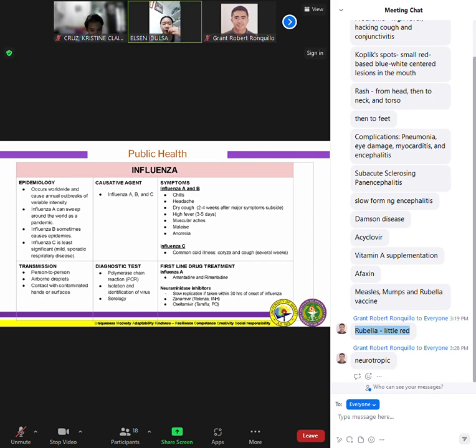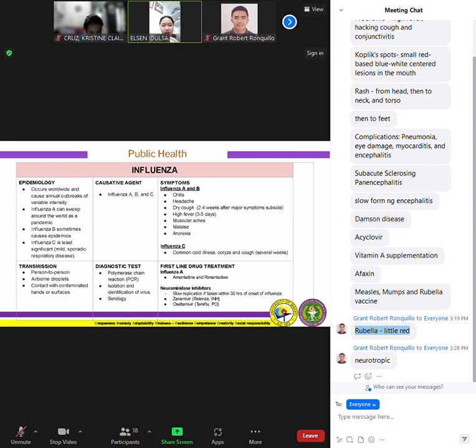Coryza is another term for cold. Coryza kasi nakalagay sa slide, kasi nung ano ko cold lang pala siya. And then for the transmission, influenza can be transmitted from one person to another via airborne droplets or contact with contaminated hands or surfaces. Diagnostic tests naman include PCR, isolation, and identification of virus and serology.